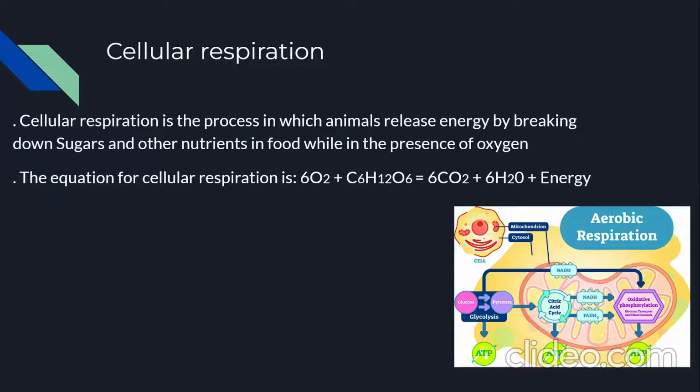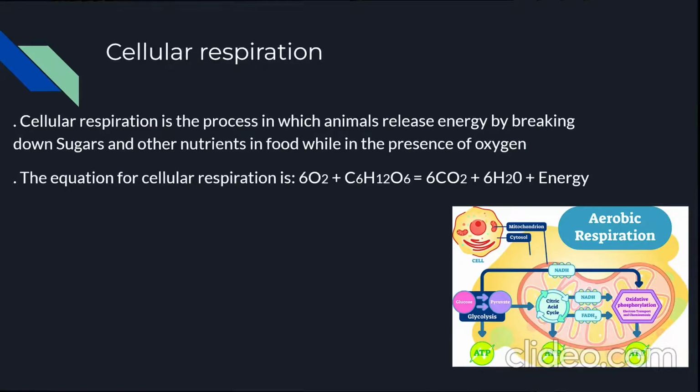Cellular respiration is a process in which animals release energy by breaking down sugars and other nutrients in food in the presence of oxygen. The equation of cellular respiration is 6O2 plus C6H12O6 equals 6CO2 plus 6H2O plus energy.